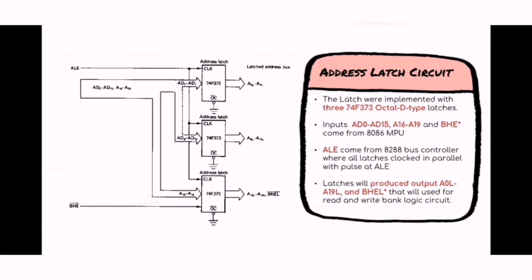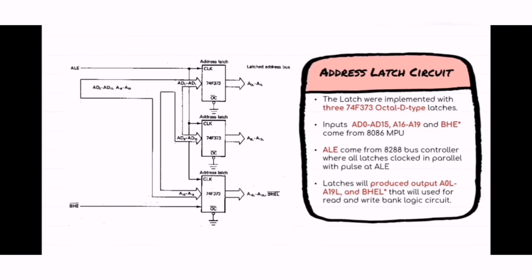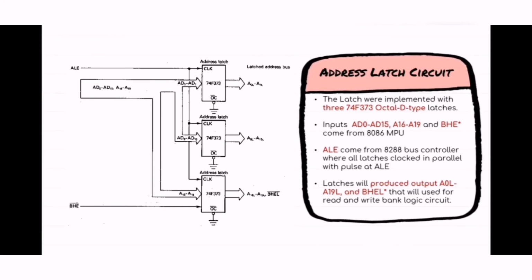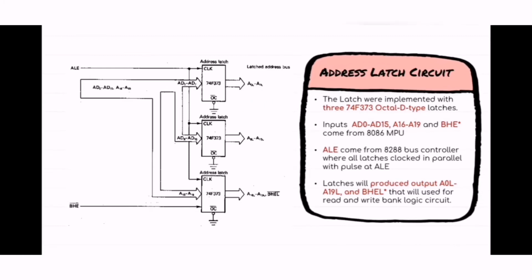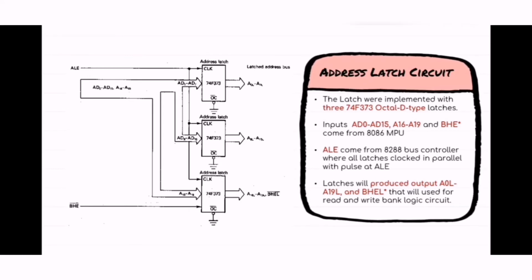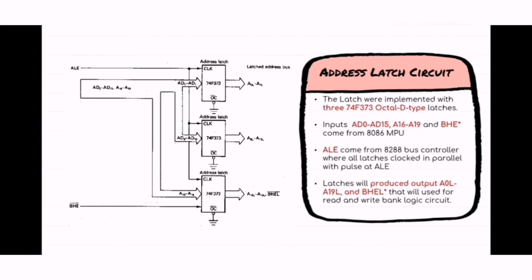All this output address from the latch output will be applied into the address inputs of the memory subsystem, address decoder, and also for the bank read and write control logic. So here we need to take note of the address A0L and BHEL bar, because they will become an input and they will be used for the read and write bank logic control circuit in the next slide.